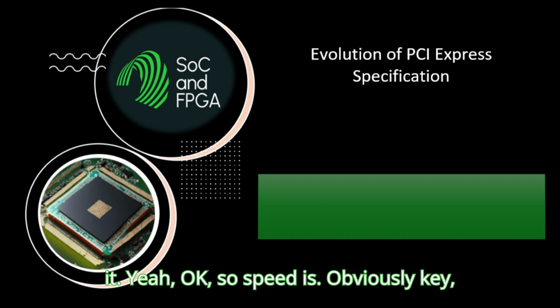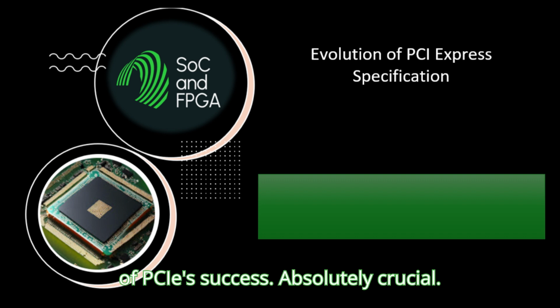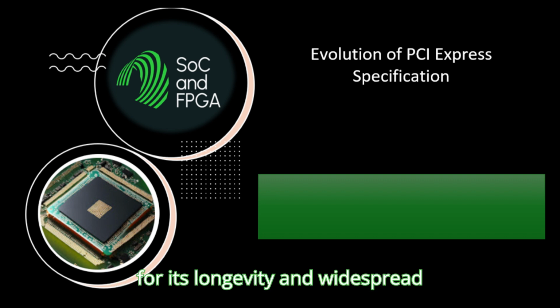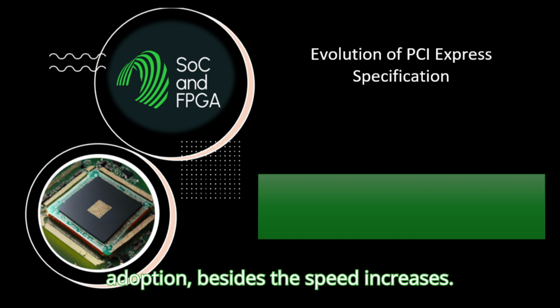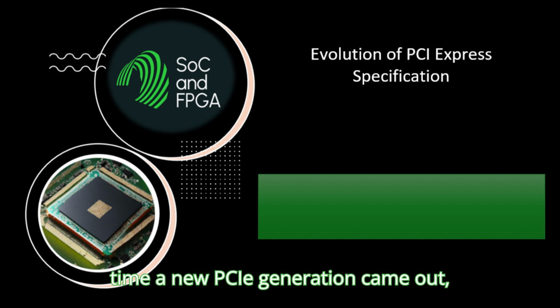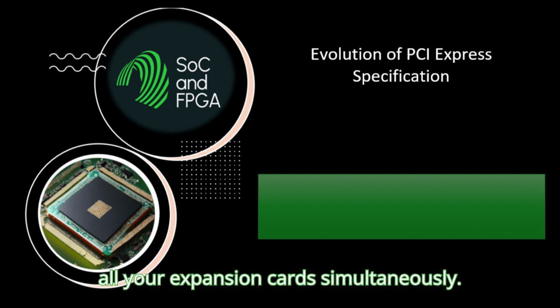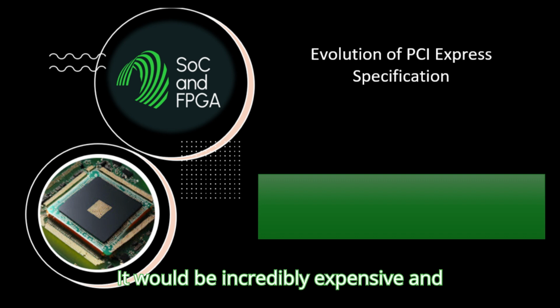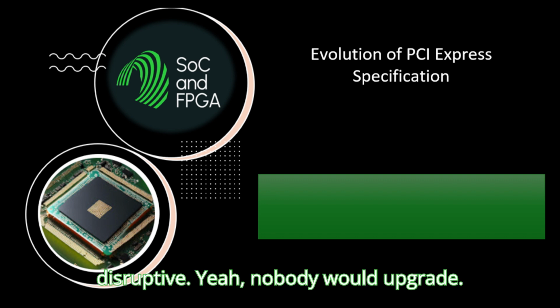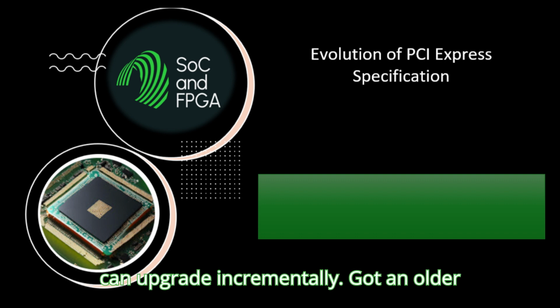Okay, so speed is obviously key, but you mentioned backward compatibility earlier. That seems like a massive pillar of PCI's success. Absolutely crucial. It's probably the most important factor for its longevity and widespread adoption, besides the speed increases. Why so important? Well, imagine if every time a new PCIe generation came out, you had to replace your motherboard and all your expansion cards simultaneously. It would be incredibly expensive and disruptive. Yeah, nobody would upgrade. Exactly. Backward compatibility means you can upgrade incrementally.